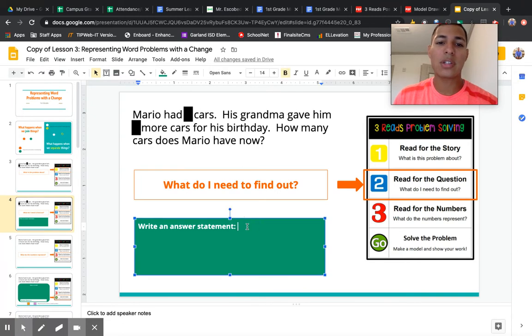So what answer statement would we write? Mario has, what are we trying to find out? It tells us right here at the end, how many cars does Mario have? So our answer statement is going to look a little something like this. Mario has blank cars now. That is going to be our answer statement, because that's what we want to find out, how many cars he has now. That's what we're trying to determine.